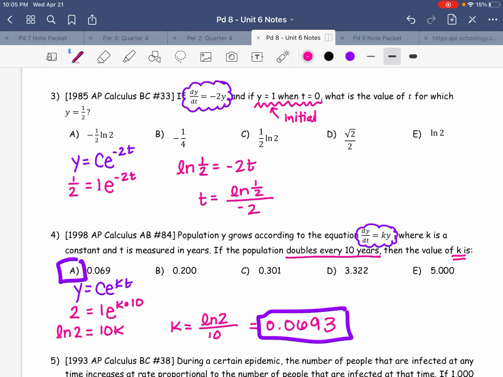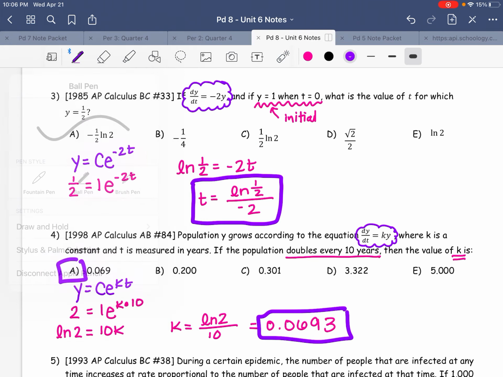negative 2. Now, unfortunately, there's no answer. This is right, but there's no multiple choice answer that looks like that. So when I'm glancing through my multiple choice answers, I notice that some of them have a 1/2 in the front of the word natural log. So what about if we rewrite this as t equals negative 1/2 natural log of 1/2. Just rewrote it.